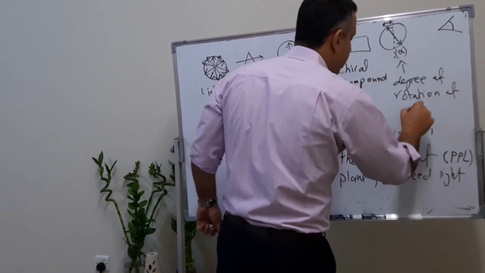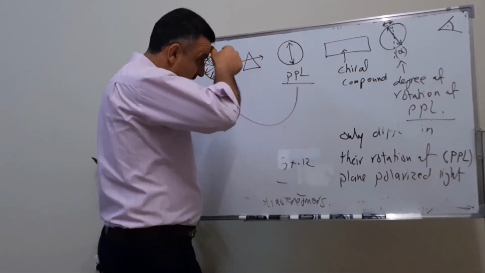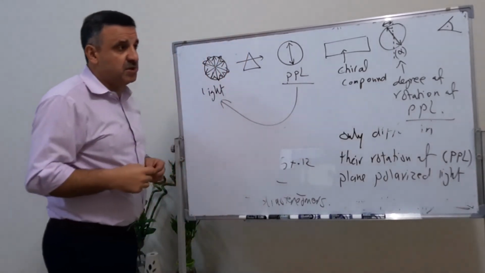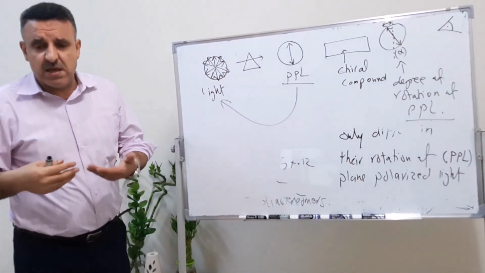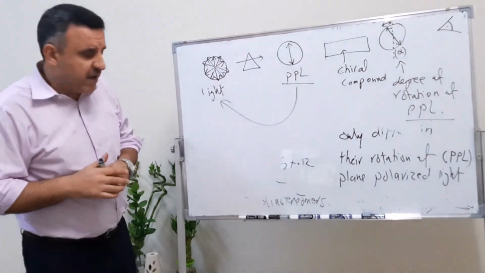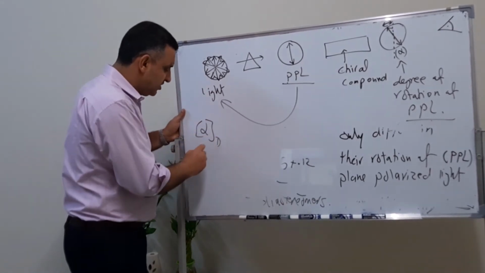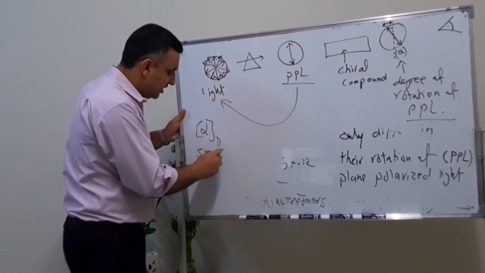So, in principle, in order to use this property as a measurable one, we introduce the alpha D, the specific rotation. This is called specific rotation.